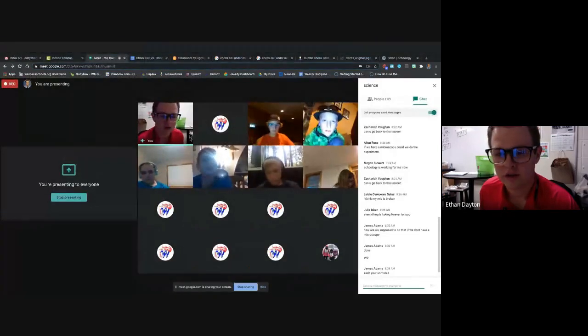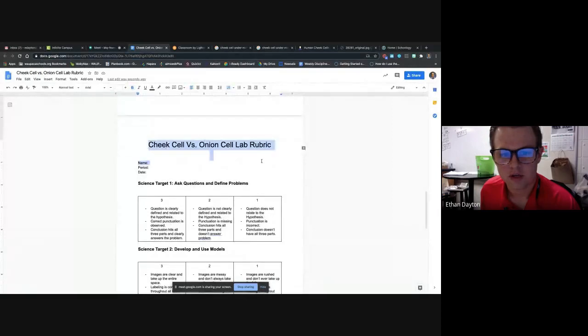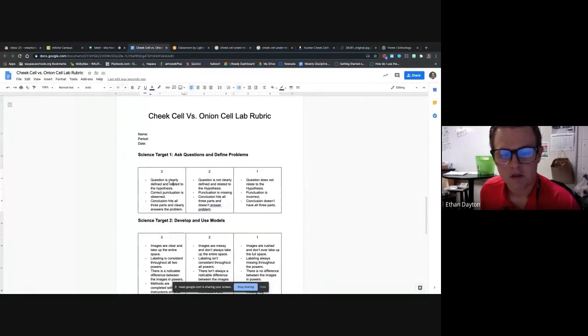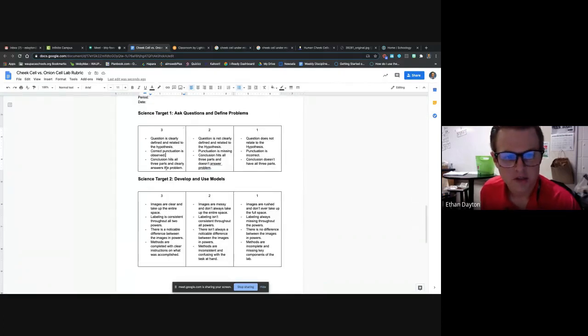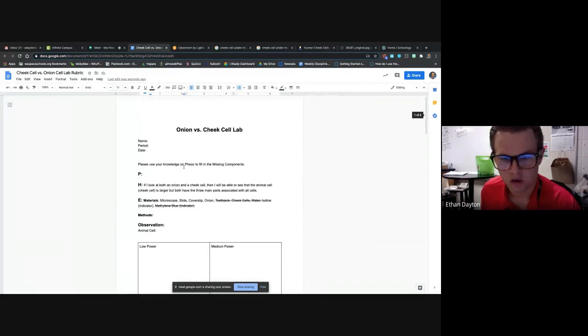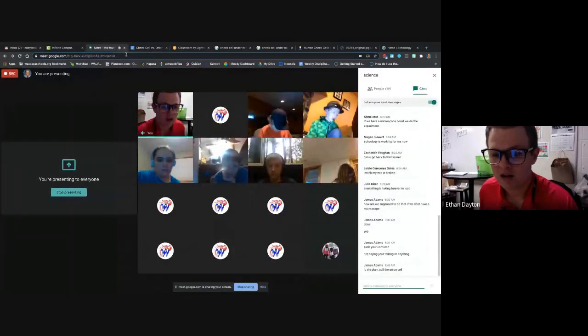You should understand how to get a 3. Why should you understand? Because, look at this rubric right here. You can look: is my question clearly defined and related to my hypothesis? Go up and look at it. Check. Is there correct punctuation? Go up and look at it. Check. Then your conclusion: does it hit all 3 parts and clearly answer my problem? Check. All right, good. Then I would get a 3. Now you've got to be honest with yourself, right? Got to be honest with yourself.